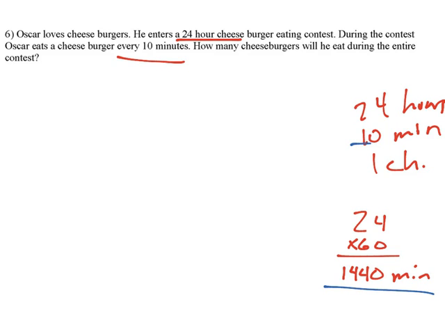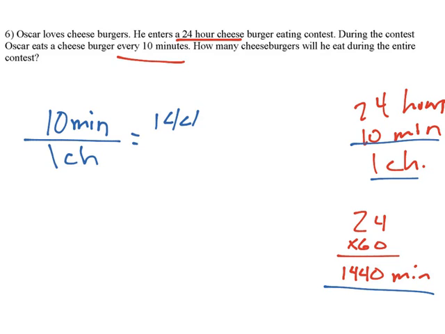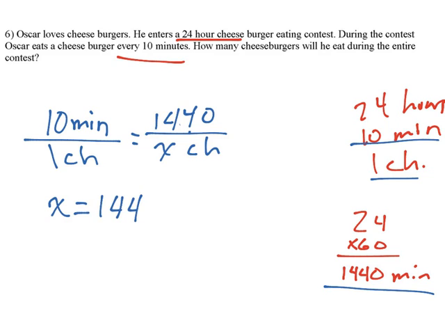Now that we have everything in the same unit that we need it to be, we can set up a proportion. If he eats 1 cheeseburger every 10 minutes, we want to know how many cheeseburgers he's going to eat in 1,440 minutes. Okay, solve for x here, and we're going to find out that in 24 hours, Oscar eats 144 cheeseburgers.